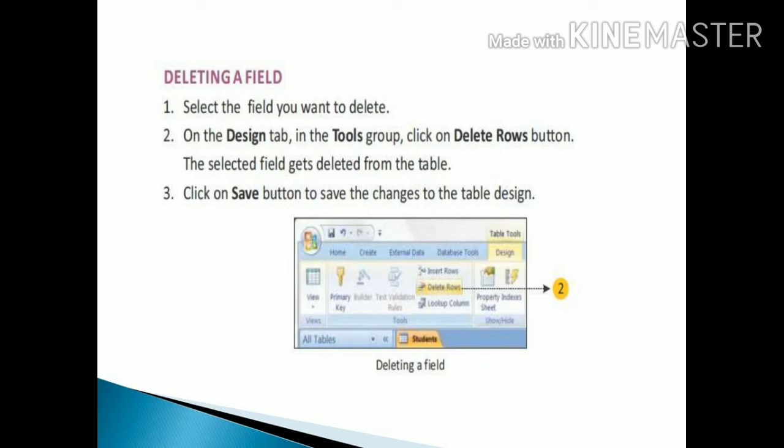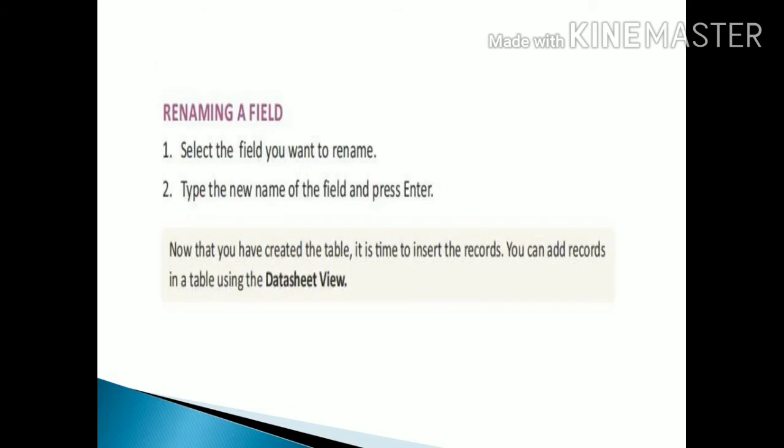So the only thing is select the field name you want to rename, type the new name of the field and press enter key. This is what you can do in design view, or else one more option you have in data sheet view. Double click on the field name, that will be selected automatically. Press backspace key, then type the field name, then press enter key. That is what in your data sheet view.